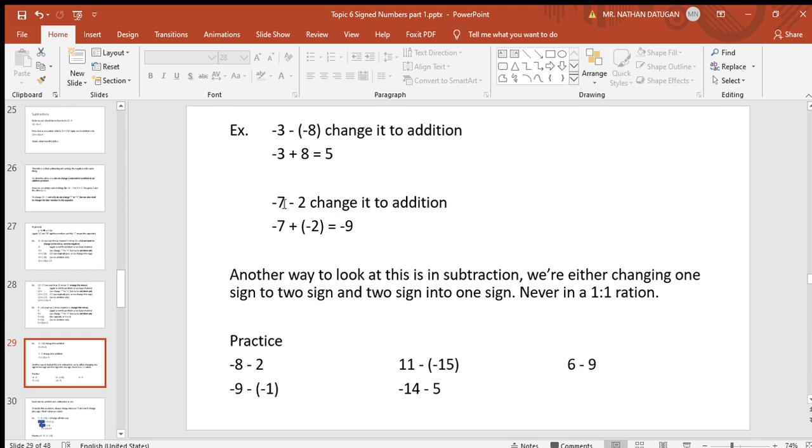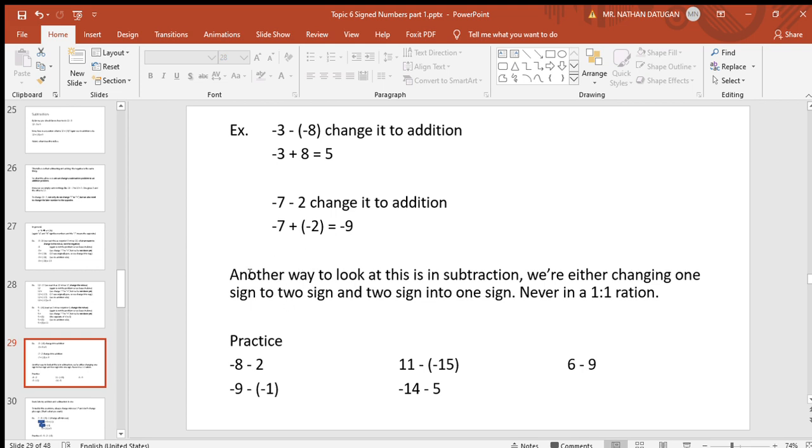Now last one, negative 7 minus 2. Again, we're going to change this one to an addition problem. The minus becomes plus, the opposite of 2 becomes negative 2. Negative 7 plus negative 2 should give you negative 9.